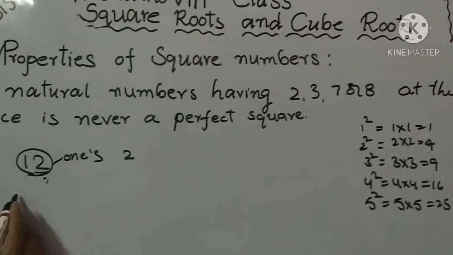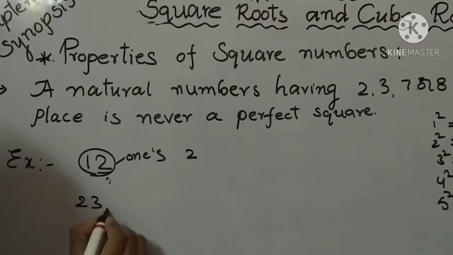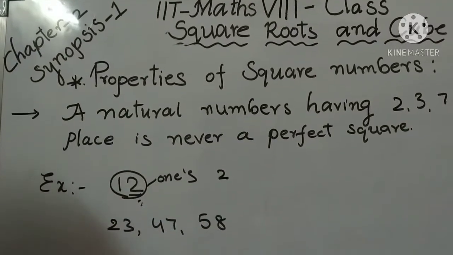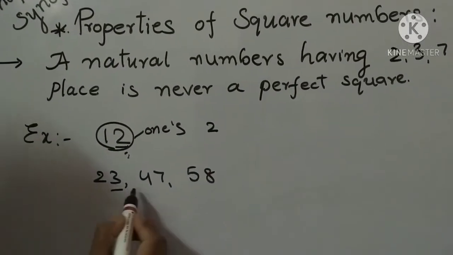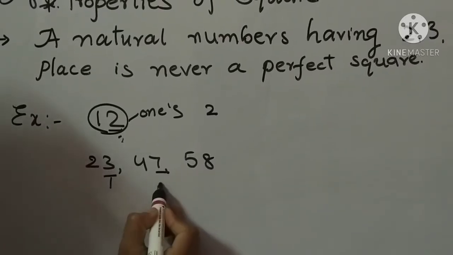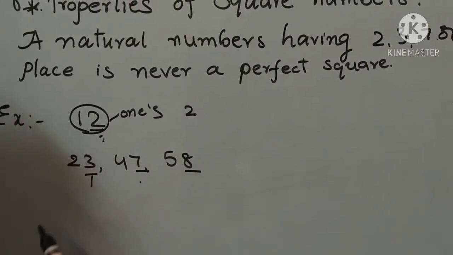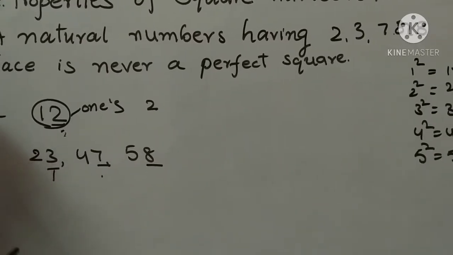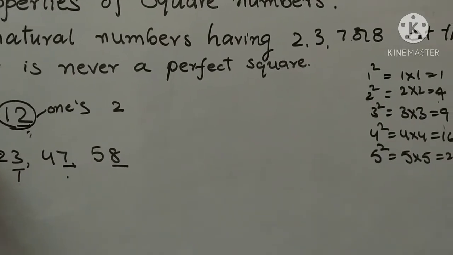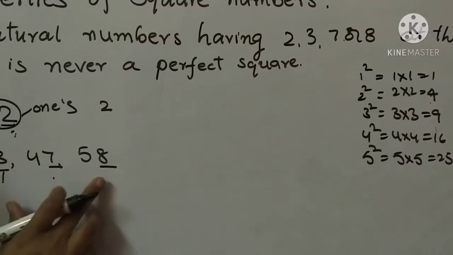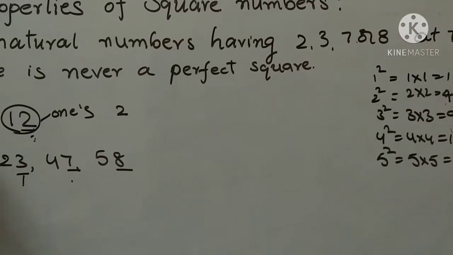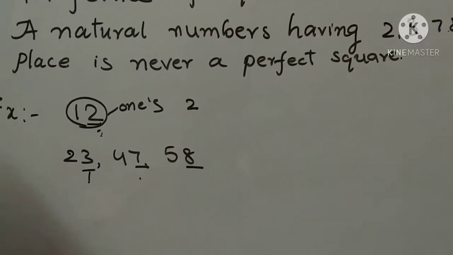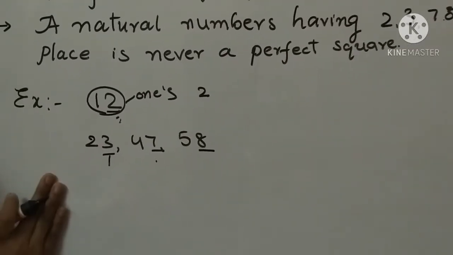And take another example: 23, 47 and 58. Okay children, the ones place here is 3, here 7 and here 8. So 3, 7 and 8. Already we learned that in square numbers, numbers having 3, 7, 8 and 2 at the ones place are not perfect square numbers. It is the property one.